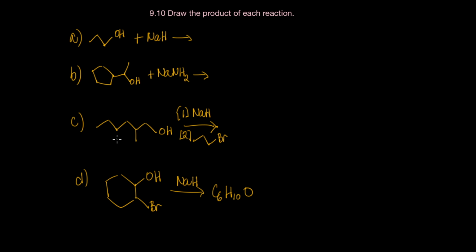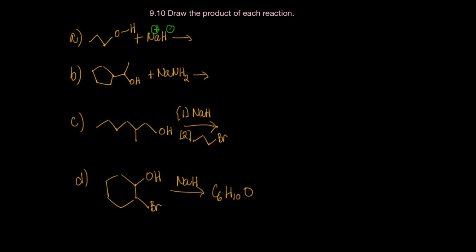When you're dealing with sodium hydride, the sodium is positively charged. It's a +1 cation. Hydride is a -1 anion. Okay, so hydride is a base. It's going to deprotonate this alcohol. In order to deprotonate the alcohol, it's absolutely critical to draw the oxygen-hydrogen bond. Okay, so I'm going to draw a little OH there.